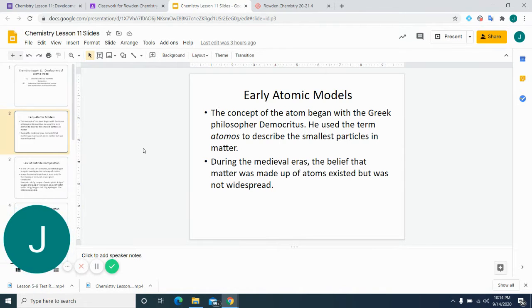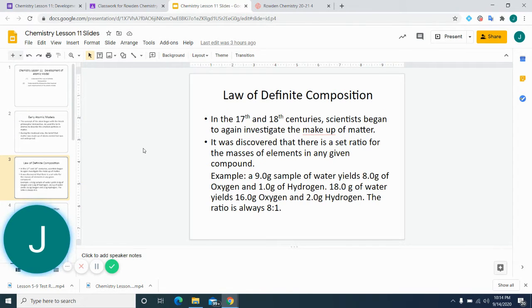And then during the medieval eras, the belief that matter was made up of atoms existed, but was not necessarily widespread. And then in the 17th and 18th centuries, scientists began to investigate the makeup of matter, and they discovered that there's a set ratio for the masses of elements in any given compound. So, for example, if you have 9 grams of water, you can count on 8 of those grams being oxygen and 1 of those grams being hydrogen.